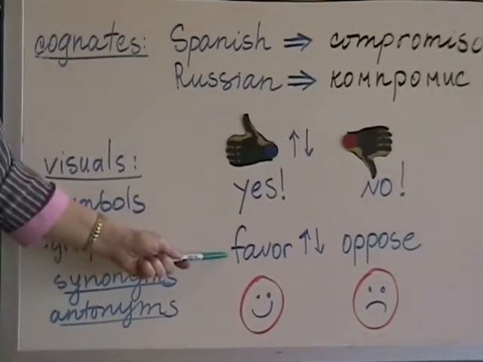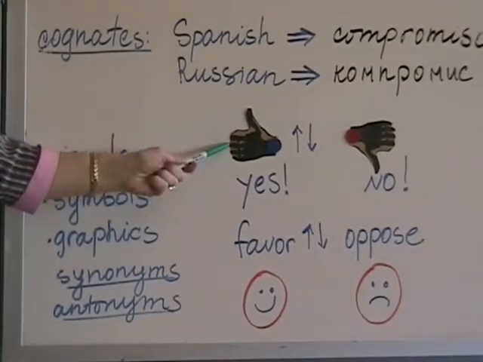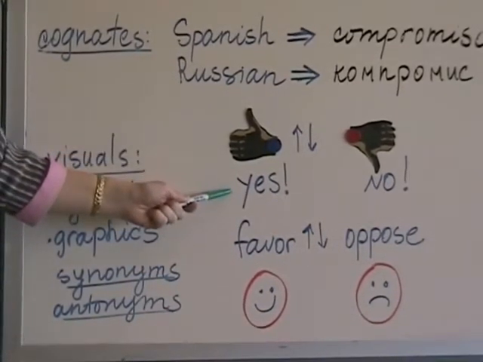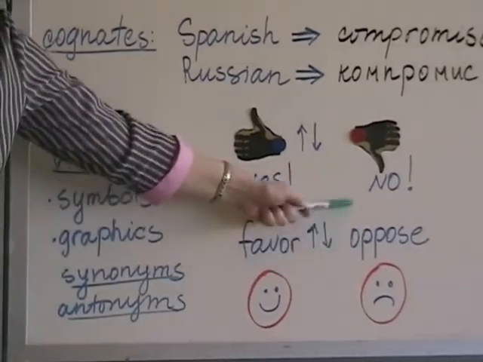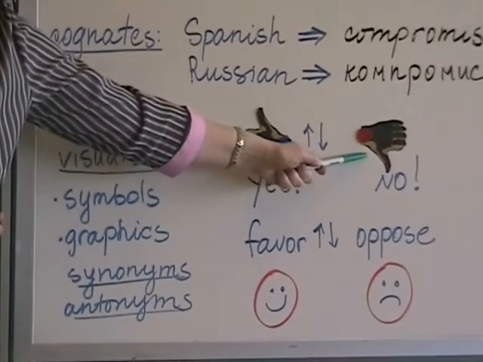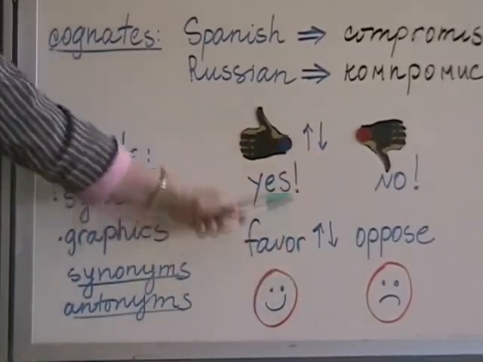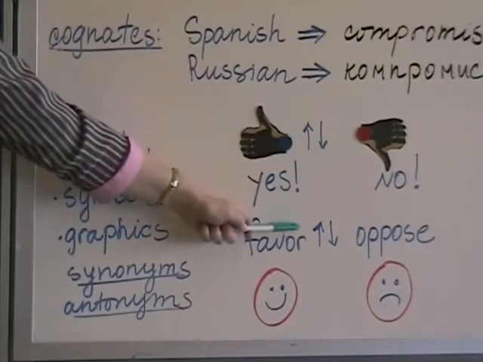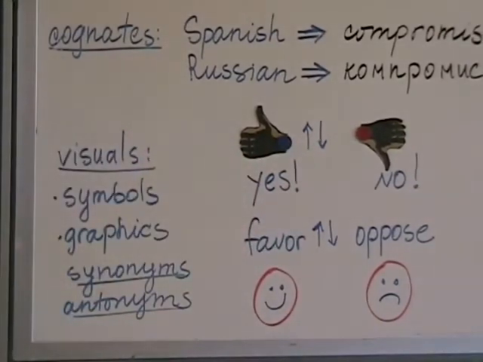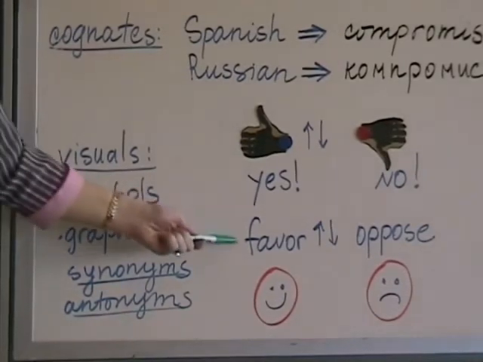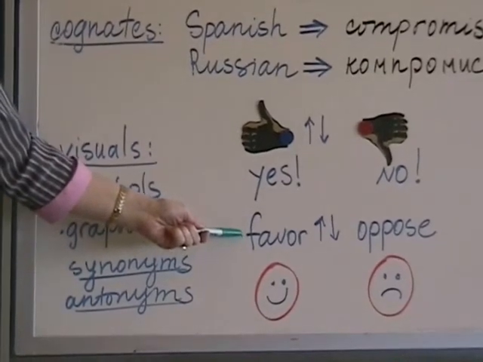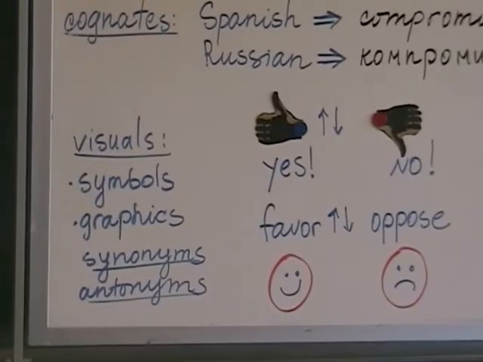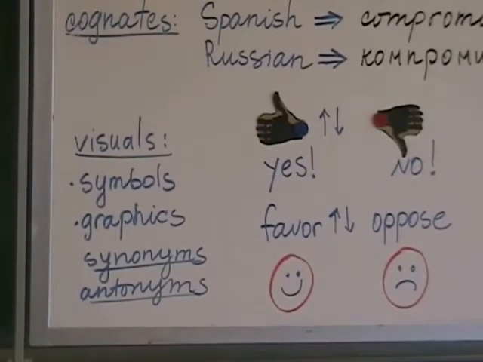So here again, I'm using a symbol, thumbs up, yes, support, and a smiley face. And for oppose, I'm using the word no, thumbs down, and a sad face. I'm also using these symbols to indicate that those words mean opposite things. Potentially, I could also use a cognate for the word favor, in Spanish favor and in Russian favorit. But that is if possible, those can be used also.